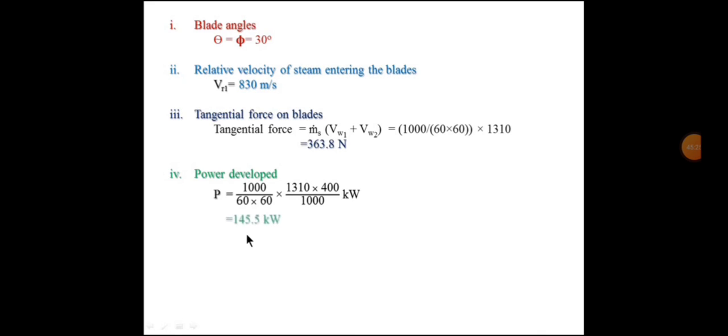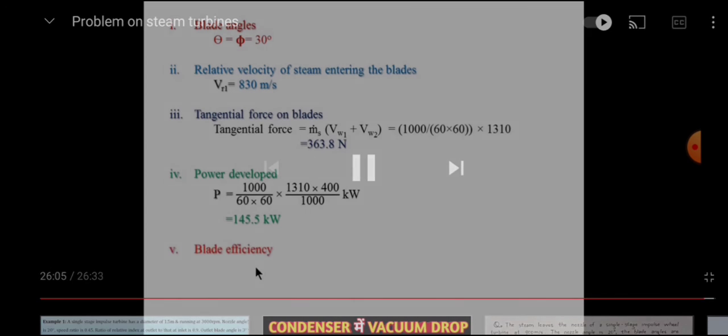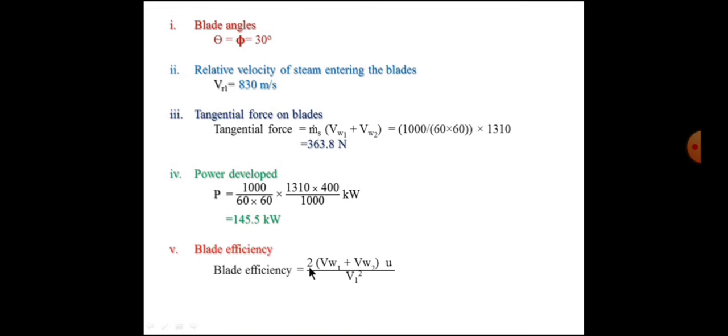Because we want the value of power in kilowatts, by putting all the values and simplifying, we will get power equal to 145.5 kilowatts. Now next is blade efficiency. So the formula for blade efficiency is equal to 2 into (VW1 plus VW2) into U divided by V1 square. So by putting all these values, for VW1 plus VW2 it is equal to 1310, for U it is 400, divided by 1200 square. 1200 is the value given for V1. We will get the blade efficiency as 72.8%. Thank you.